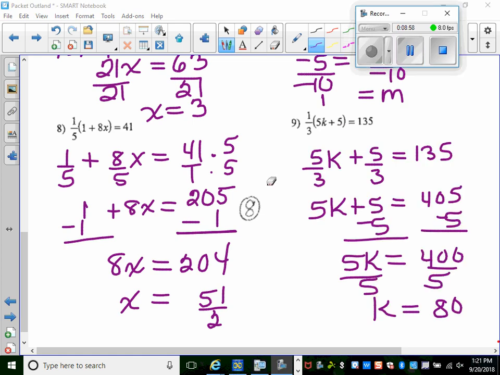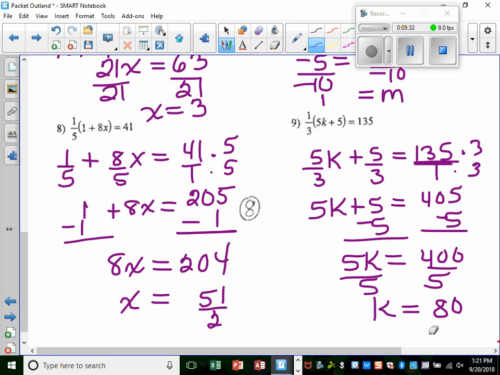80 is the correct answer. All right. 80. Okay, so what you're going to do here is distribute the 1/3, and that's how we got this first step here. Okay, so then I only wrote down my numerators, and I got 5k plus 5 equals 405 because I had to multiply this one by 3. So that's how we got the 405 after the equal sign. And then from there, it was just subtracting 5 and dividing by 5.